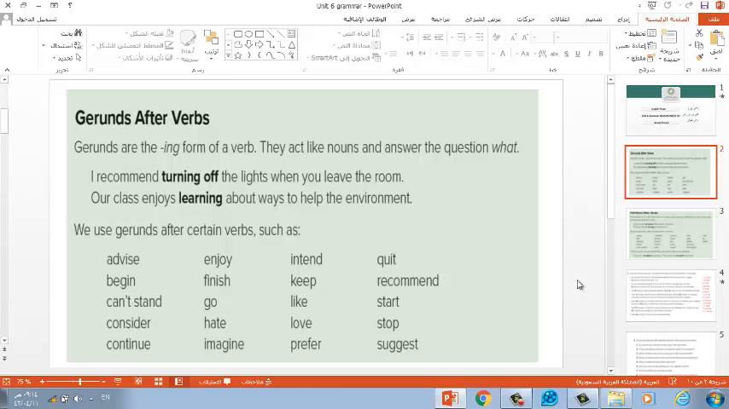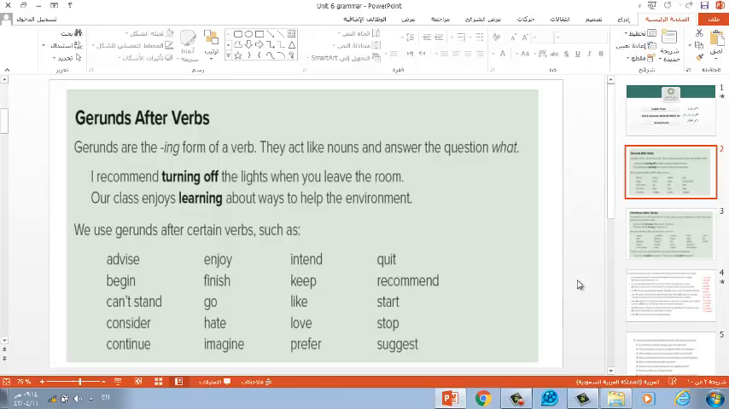I recommend turning off the lights when you leave the room. Our class enjoys learning about ways to help the environment. The words turning off and learning are gerunds. Turning and learning are gerunds.